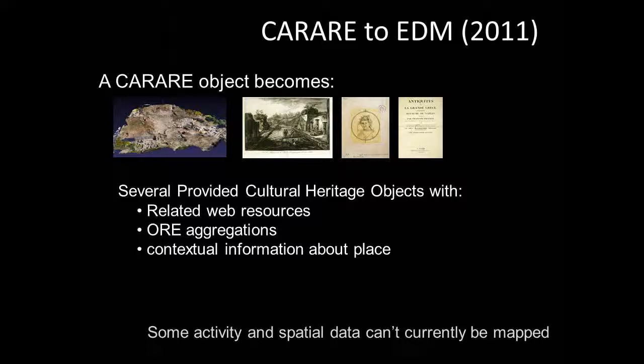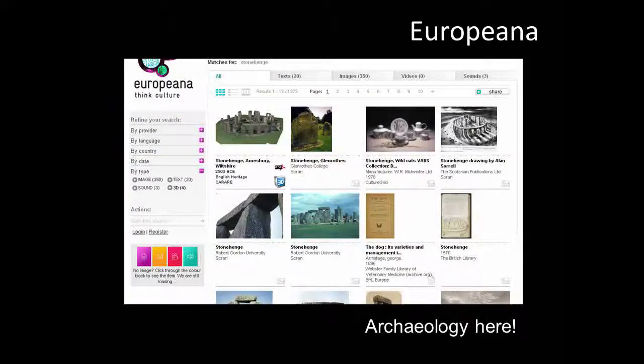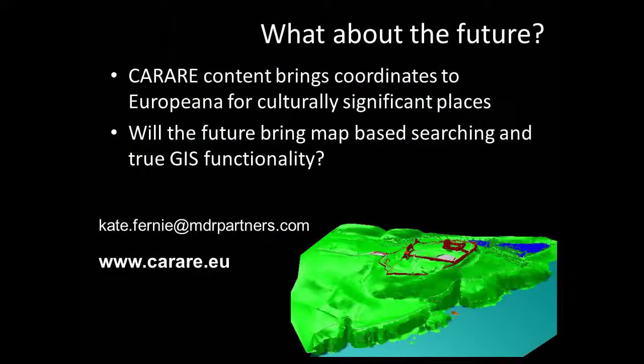Not all of the information that we're collecting can be mapped at the moment. It doesn't necessarily fit within the current implementation, and some of the space-based information or the time-based information doesn't fit within the EDM structure as it exists right now. But with this mapping, we can get archaeology content into Europeana, which is great. But we have to think about the future.